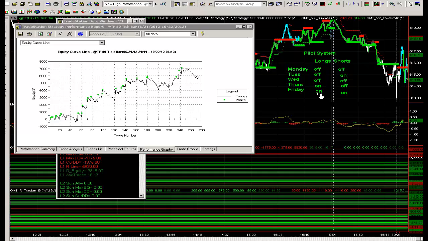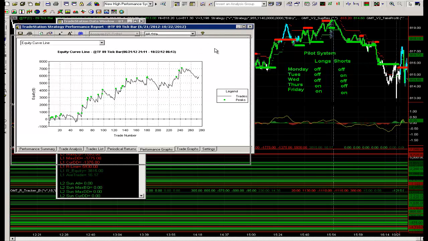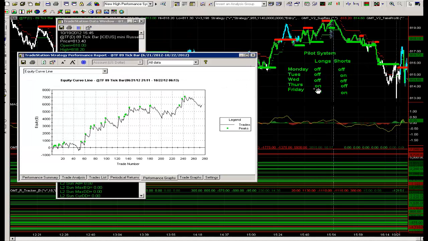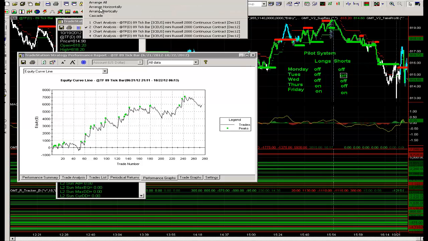So basically the new high performance system is based on going through and analysing the days of the week and longs and shorts on our system performance tracker. They were the most profitable days, Thursday, Friday currently. On the short side, Tuesday and Friday seem to be the best options for us. So what I've done here is punch that into our new high performance chart.